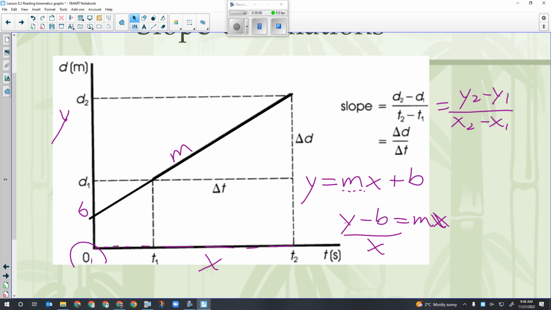So this is my initial position. It is wherever I am at time 0. It's where I start. B is my initial position. Y will be my final position. X will be my time. That's why when I calculate the slope of this graph, I am actually doing this.